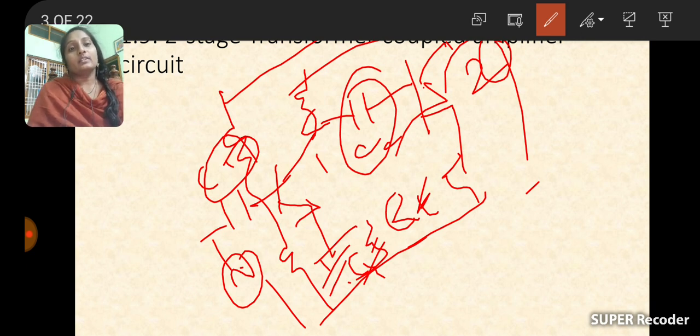And while coming to the stabilization networks R1 and R2, these are used for providing the biasing and stabilization. So what is meant by biasing? It provides that the emitter base junction is in forward bias condition and the collector base junction is in reverse bias condition. In this way, if emitter base is forward biased and collector base is reverse biased, finally the transistor works in the active region.